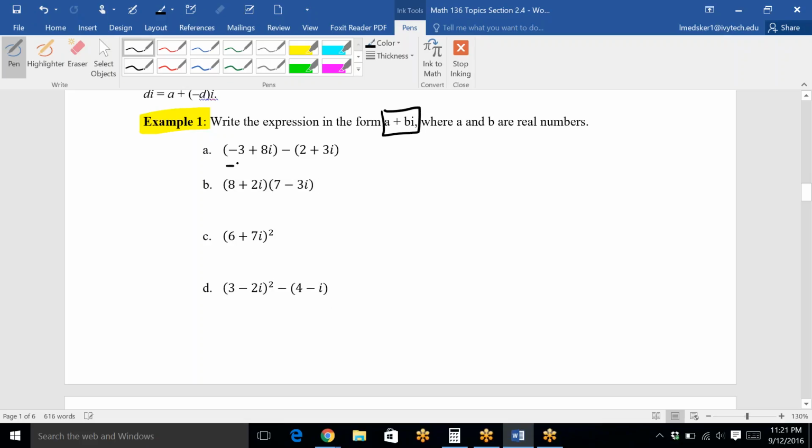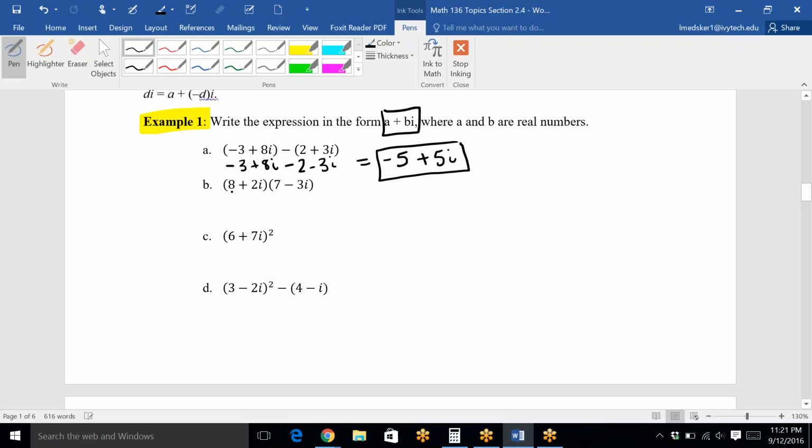The nice thing about subtraction is it's essentially just like these were x's. I mean, you're just doing like terms. So you need to distribute that negative and then add like terms. Well, negative 3 and negative 2 added together would be negative 5, so that's my real part, and 8i minus 3i would be plus 5i. And that's as far as you can go because they're not like terms anymore.